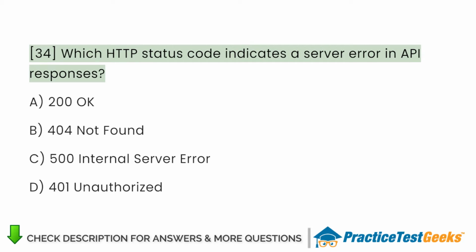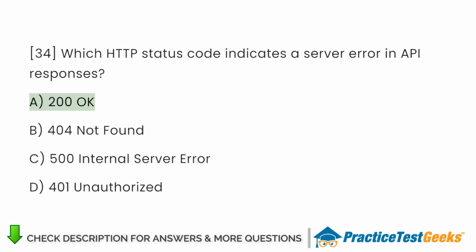Which HTTP status code indicates a server error in API responses? A. 200 OK. B. 404 Not Found. C. 500 Internal Server Error. D. 401 Unauthorized.